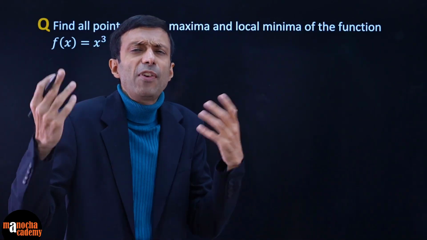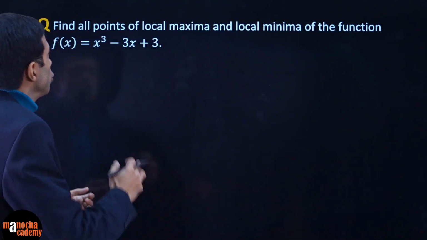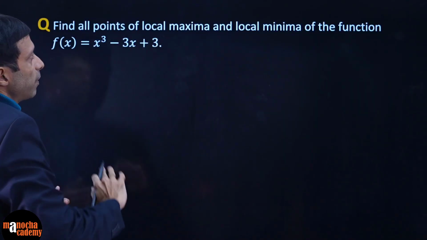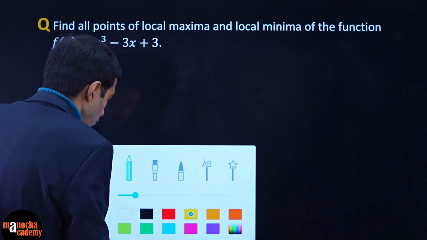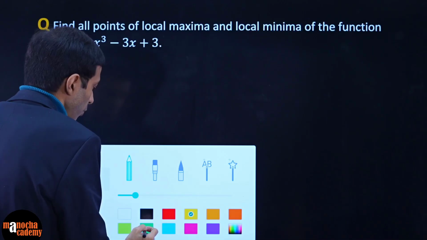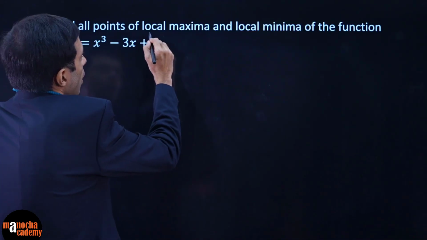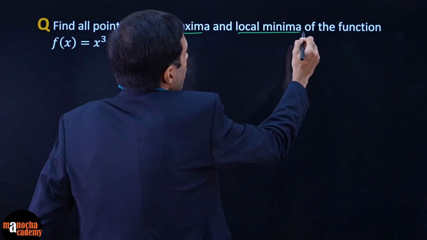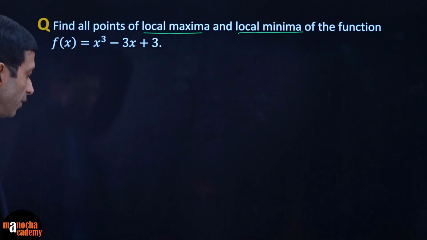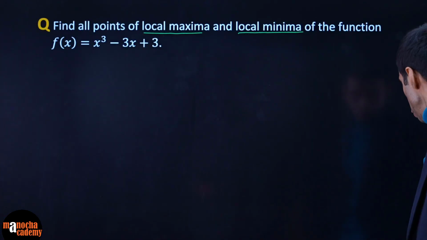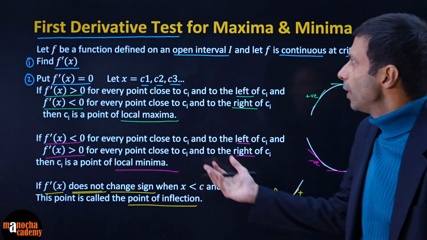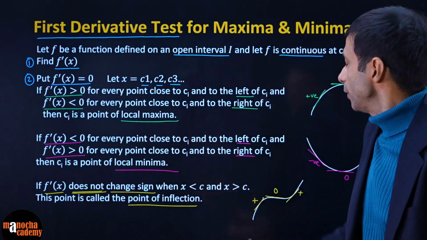We have been saying f x. Let's take an actual function. Let's say the function is x cube minus 3x plus 3. And the question is asking, see, they have used the word local over here, find the local maxima and local minima of this function. Try it out. To solve this question, we have to use the first derivative test, right?